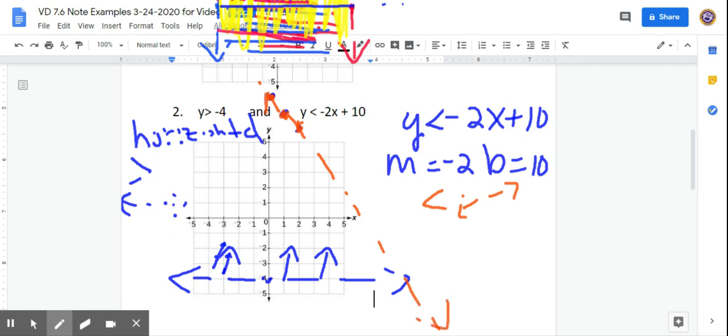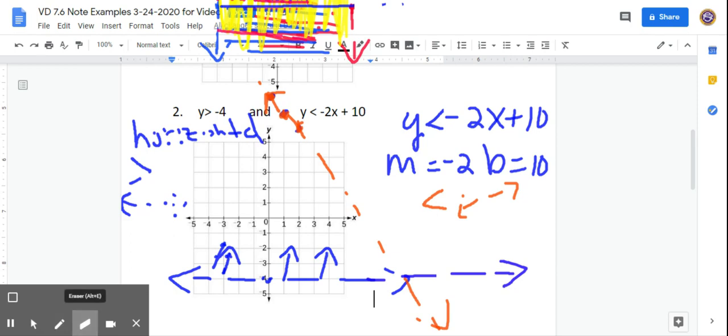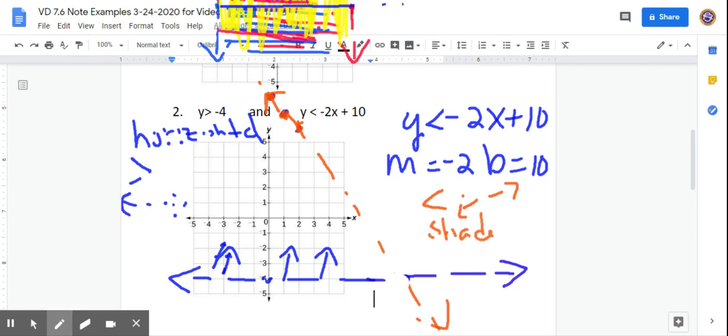And you have to make sure that your lines, I'm going to extend this one a little bit so that you can see where they would meet. Okay, and now we have to shade. So shading is less, so we are going to shade below. So we're going to shade this way.